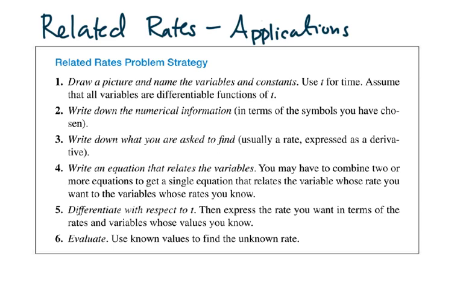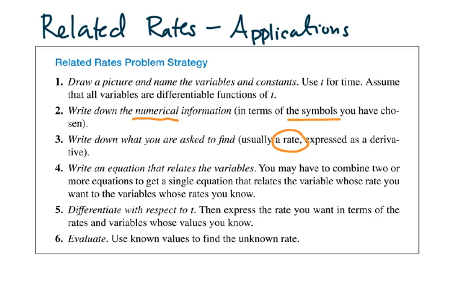All right? So we're going to draw a picture, always drawing a picture, and name the variables and the constants. We're going to use t for time, and we'll assume that all variables are differentiable functions of t. We want to make sure that we write down our numerical information and make sure we're using the symbols that we've chosen, the variables. And then we want to determine what we need to find, which is usually a rate, and that's going to be a derivative.